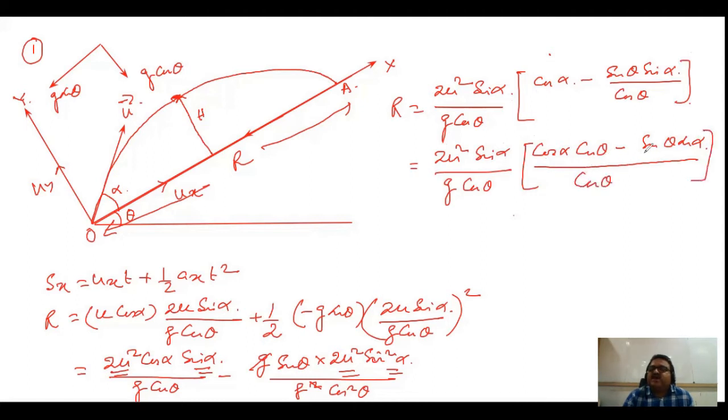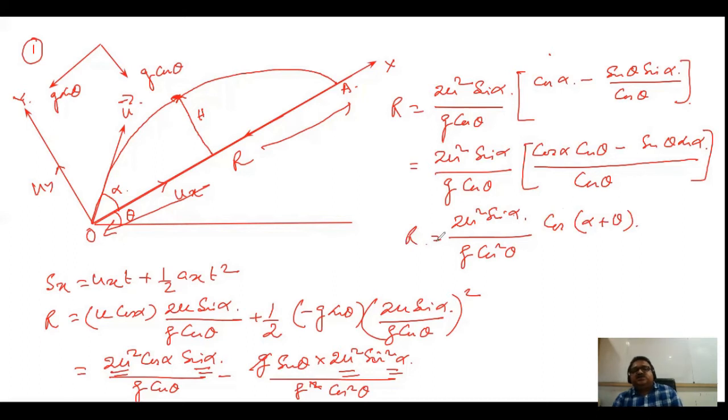Now cos A cos B minus sin A sin B is equal to cos of A plus B. So 2u square sin alpha by g cos square theta, cos of alpha plus theta, is the formula for range. You don't have to remember this, just use the concept, so you can solve it in a better way.